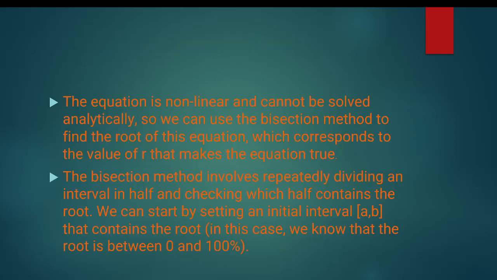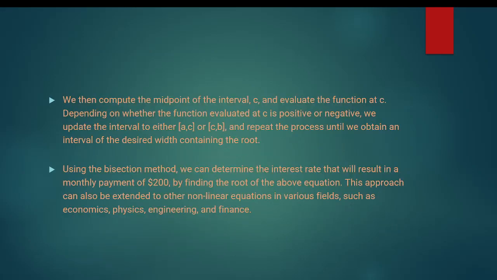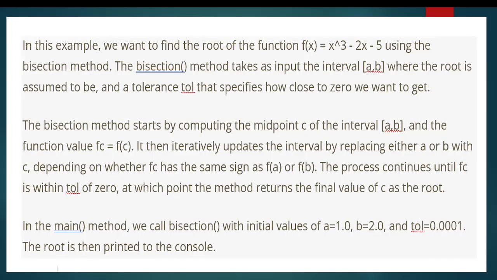If the equation is nonlinear, then it is solved using the bisection method, which finds the value of r that makes the equation true. We can compute the midpoint of the interval. Basically, the bisection method finds the midpoint of the interval, computes the midpoint value and compares it with f of a and f of b, which are the ends of the interval, and this tells which side of the interval contains the minimum or maximum.